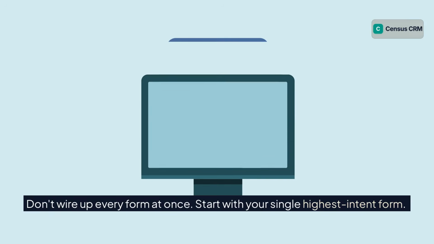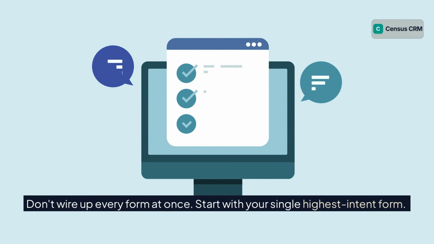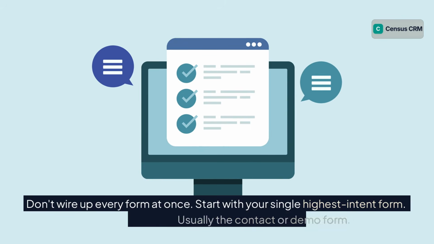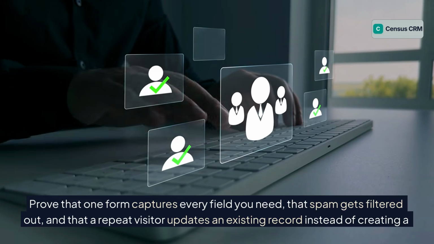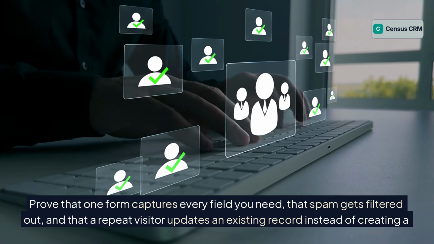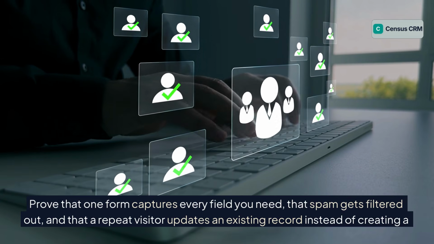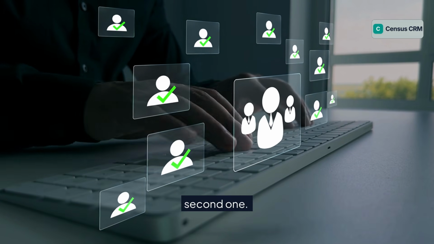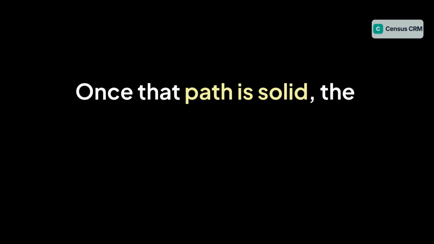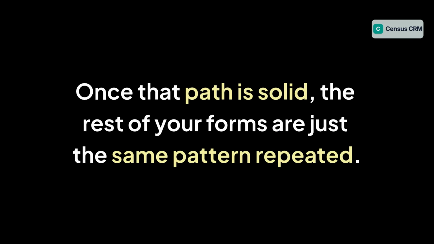So where do you start? Don't wire up every form at once. Start with your single highest intent form, usually the contact or demo form. Prove that one form captures every field you need, that spam gets filtered out, and that a repeat visitor updates an existing record instead of creating a second one. Once that path is solid, the rest of your forms are just the same pattern repeated.